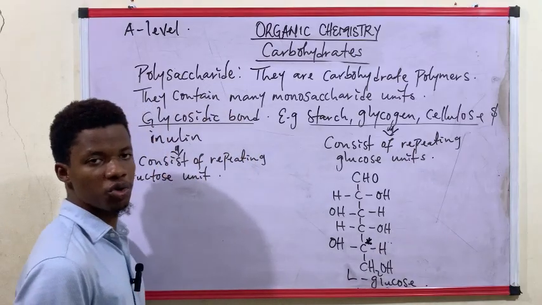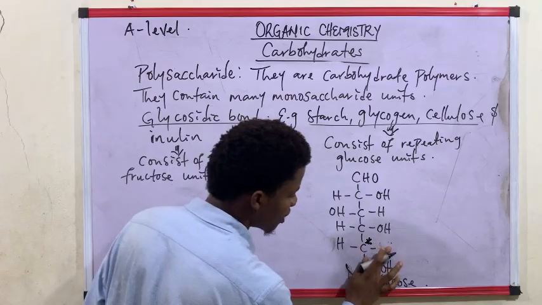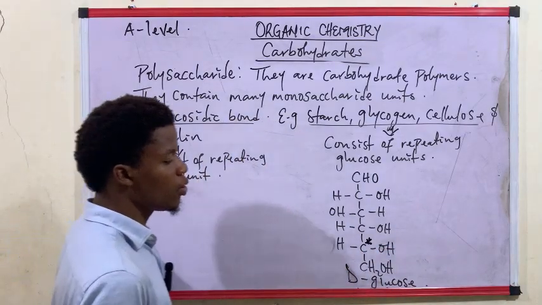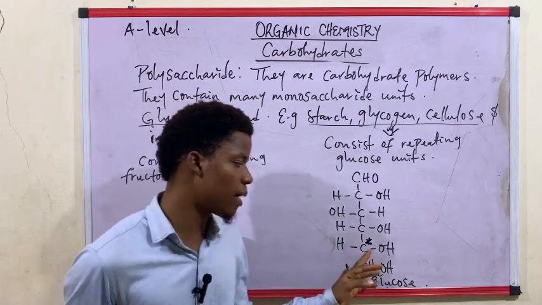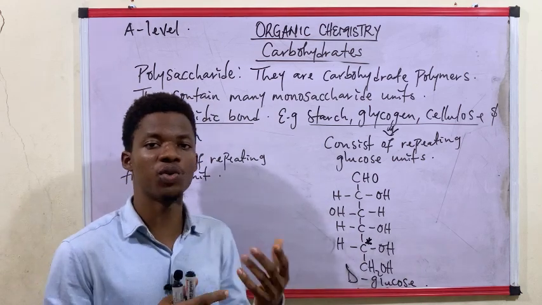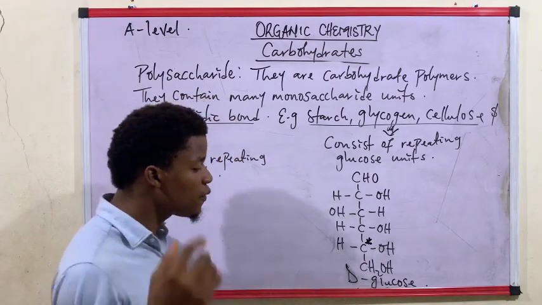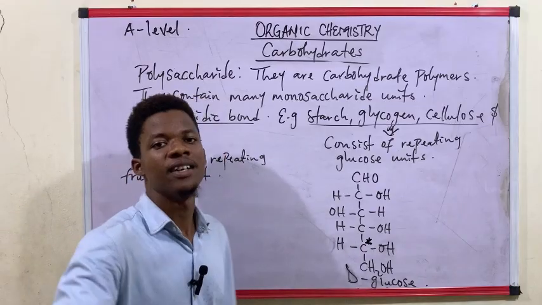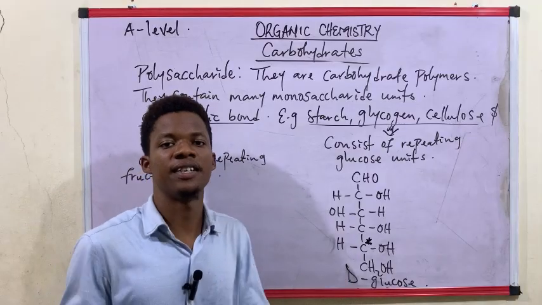So in order for it to be a D-glucose, I will need to put H here and OH here. If the 5th carbon of a hexose contains OH at the right hand side, it is D. If the 5th carbon contains OH at the left hand side, it is L. Or generally in all monosaccharides, if the second to the last carbon has OH on the right hand side, it is D. If it has OH on the left hand side, it is L.